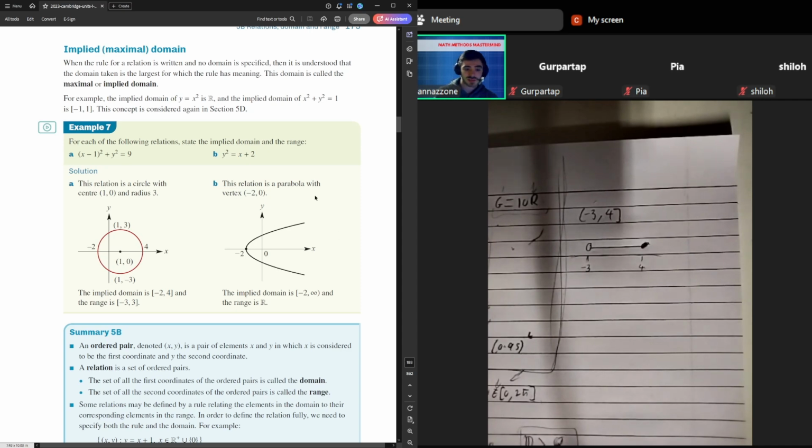Point being that some graphs will not necessarily have every possible X value as their domain, so there's some effort you have to put into solving what those possible values would be. And that could be just looking at a graph you see, or using your own understanding of how to sketch those graphs.